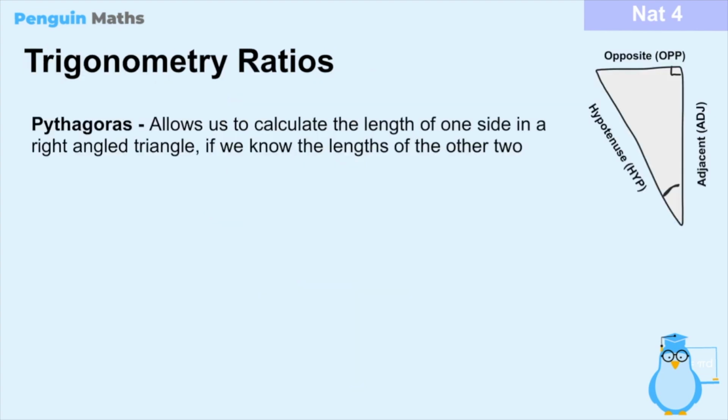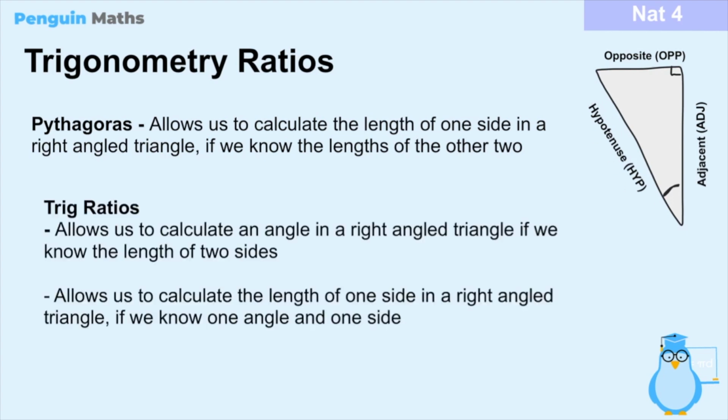So in our lesson on Pythagoras, we learned that for a right angled triangle, if we know the lengths of two sides within that triangle, we can use Pythagoras to calculate the length of the other one. So let's say for example we know the length of this one and the length of this one. We can use Pythagoras' theorem to calculate the hypotenuse. But we can also use this thing called trigonometry ratios if we want to calculate, for instance, the size of an angle within a right angled triangle if we know, let's say, any two sides.